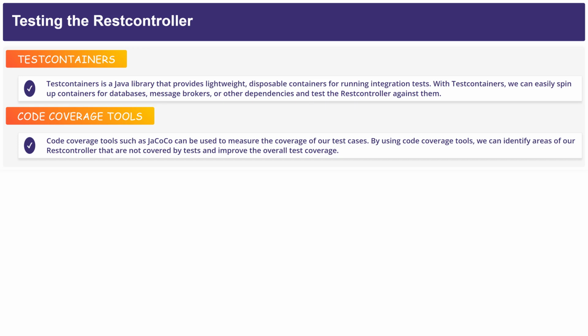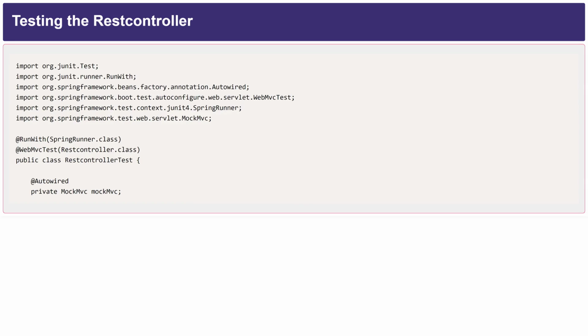test coverage. In the first snippet, we are importing the necessary classes for writing unit tests. We are using the JUnit framework and the SpringRunner class for running the tests. We also import the MockMvc class, which allows us to simulate HTTP requests to our REST controller. Then, we annotate the class with @RunWith(SpringRunner.class) and @WebMvcTest(RestController.class) to indicate that these tests are for the REST controller. Finally, we autowire the MockMvc object so that we can use it in our tests.